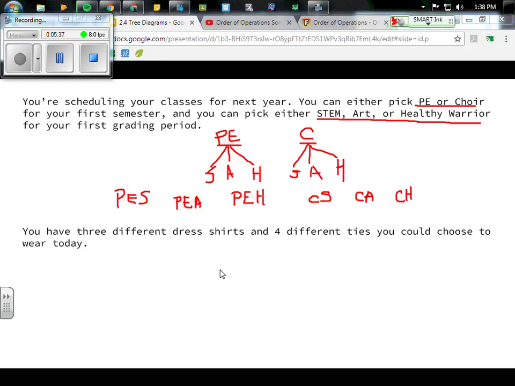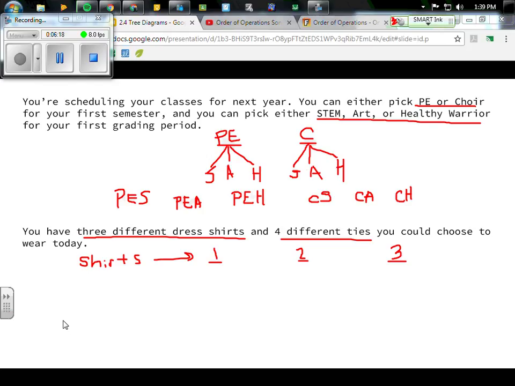For the next problem here, we've got 3 different dress shirts and 4 different ties. So our levels are going to be shirts and ties. In level 1, we have 3 choices, and this particular problem doesn't tell us what the difference is. So we can just number the shirts. My first level here is all about the shirts. So I've got shirt 1, I've got shirt 2, and I've got shirt 3.